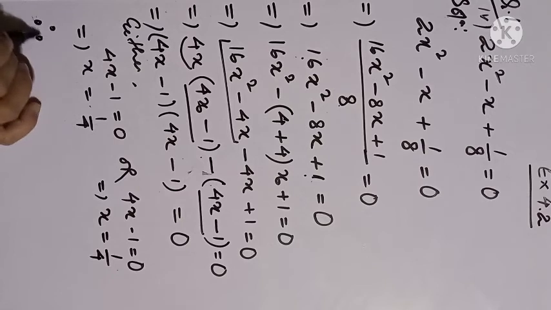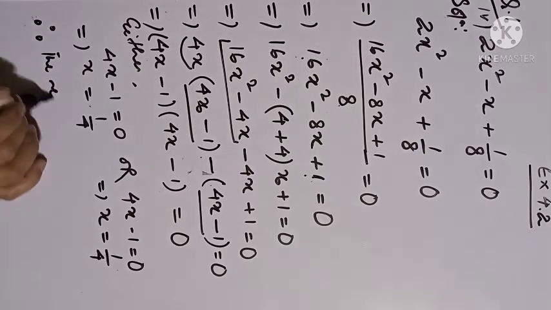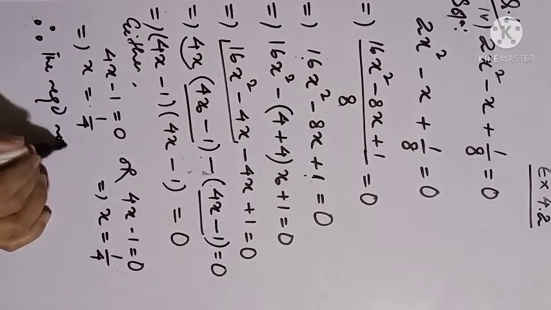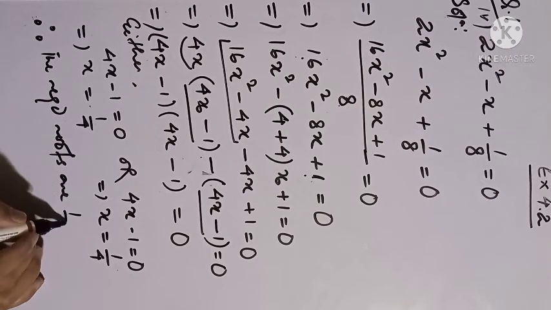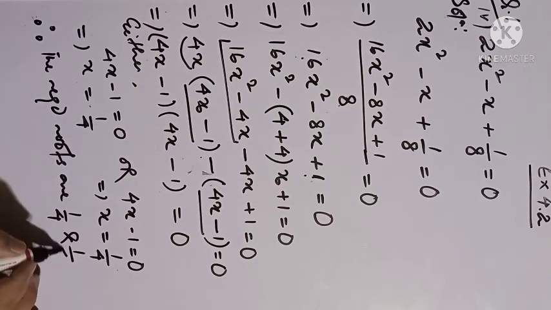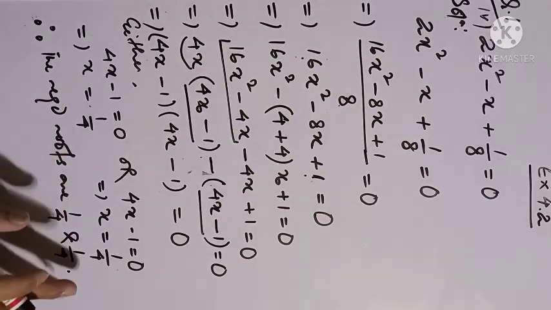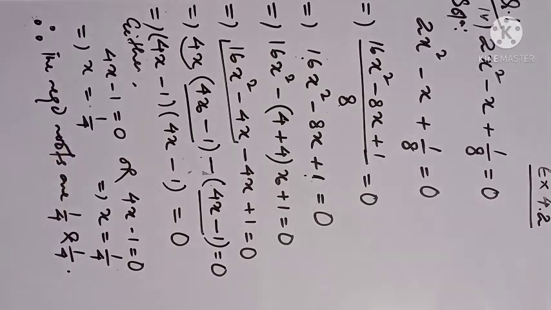Okay, therefore the required roots are 1 by 4 and 1 by 4. Okay, sometimes the roots may be equal, it doesn't matter, but we should always get 2 roots in case of the quadratic equations. Sometimes they may be equal, may not be equal, it doesn't matter, but we should get how many roots? 2 roots in case of the quadratic equation.